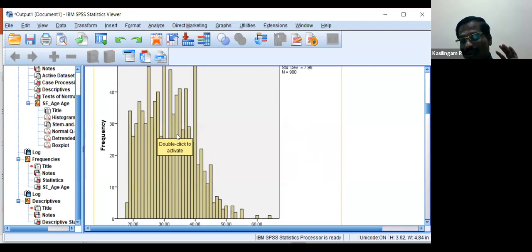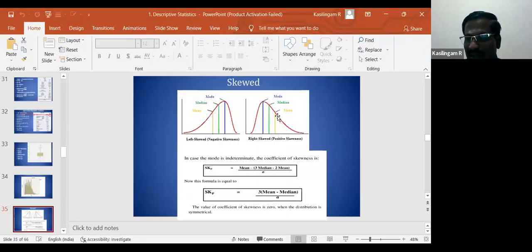Now one more very interesting finding. Look at the positive skewness. We say the tail is on the right hand side. Tail means here also some income people are there. Some people are getting this income also. Yes or no? There are people having this income also.